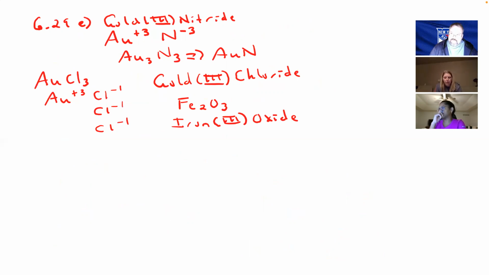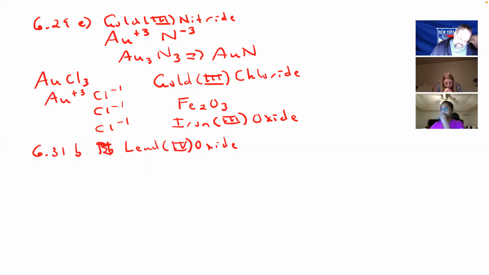Okay, so let's do one more. Of course. It's 6.31 B, where it has a 4-to-2 relationship. So then I don't know what to do there. So, sorry, lead 4 oxide. All right. And I believe I'm writing the formula. You want to write the chemical formula.